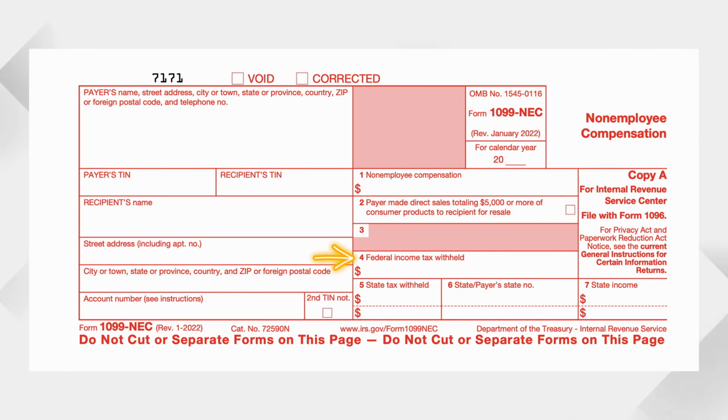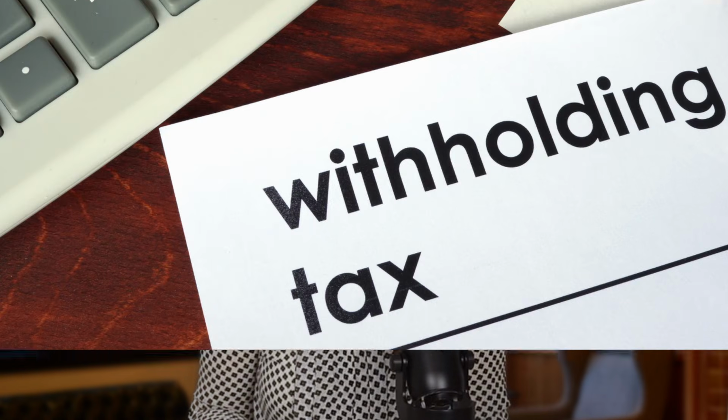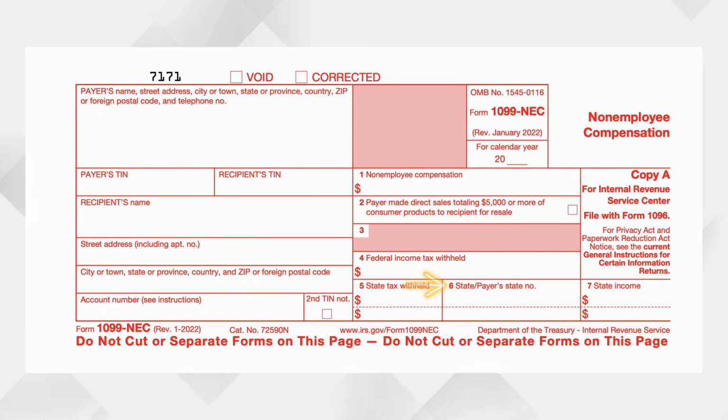Enter the amount of non-employee compensation that is paid during the tax year. Box 4, federal income tax withheld, which is usually 0 unless you are required to follow backup withholding rules for the worker. Box 5 is for state-specific information, such as any state income tax that you withheld, the worker's state identification number, and the amount of non-employee compensation applicable to this state.